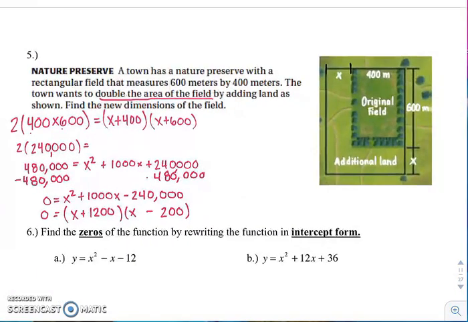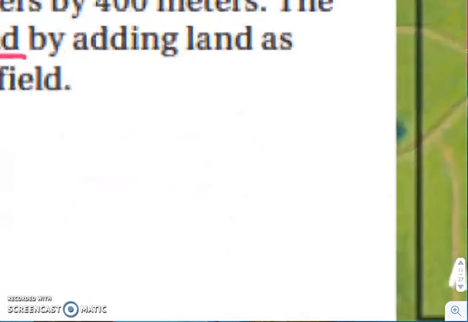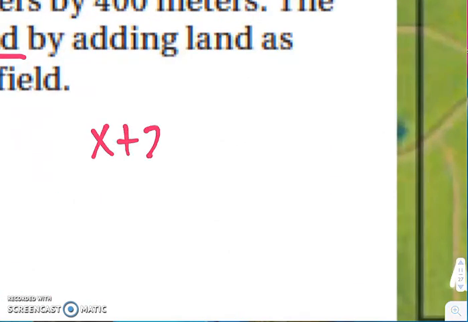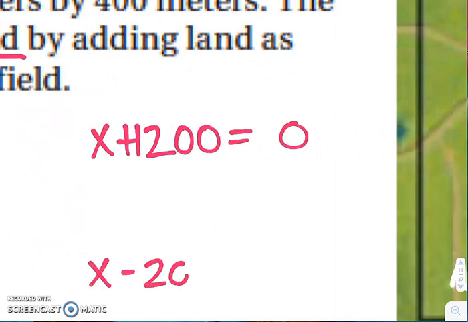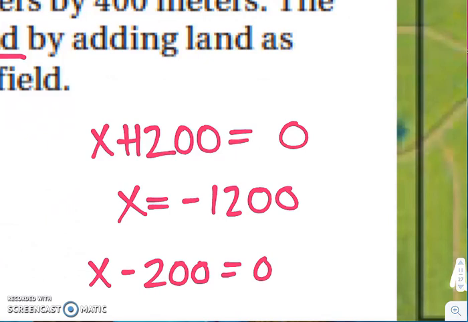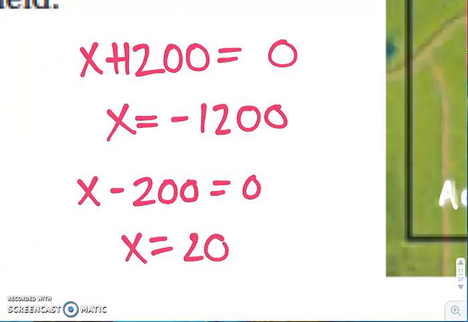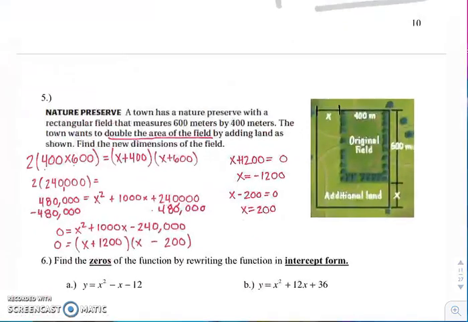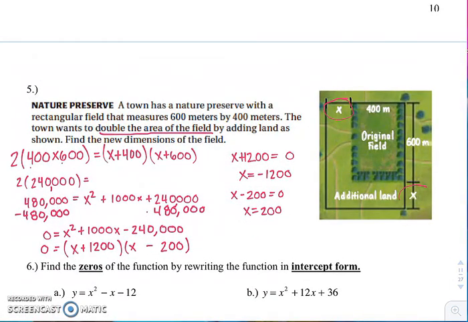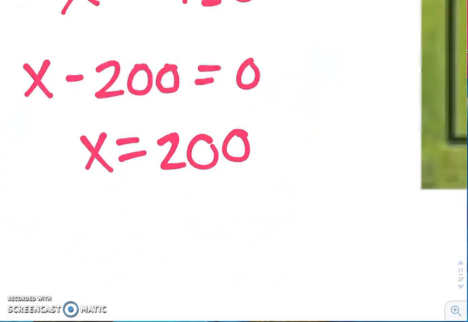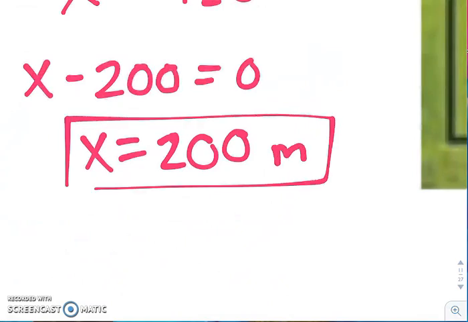So if we take those two factors we just got, x plus 1200, set it equal to 0, and x minus 200, set it equal to 0, we get our two x values to be negative 1200 and x equals positive 200. If we're trying to find this dimension for x, we're talking about distance in meters here. We can't have a negative 1200 meters. So 200 meters is the added distance for each dimension.